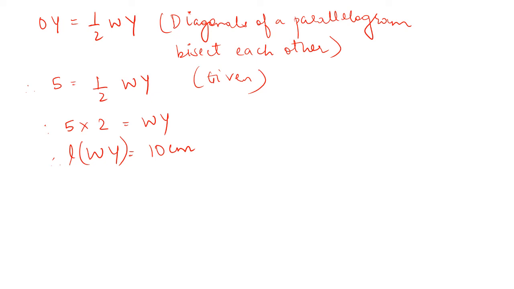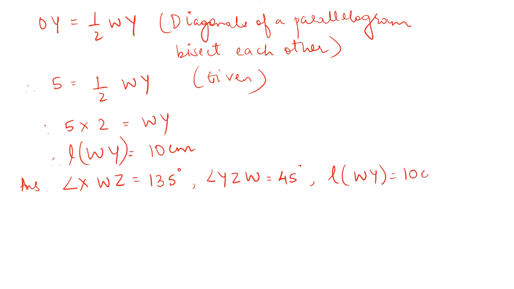This was about the first sum. So what all we had found out? Angle XWZ is equal to 135 degrees. Angle YZW is equal to 45 degrees. And length of WY is equal to 10 centimeters.